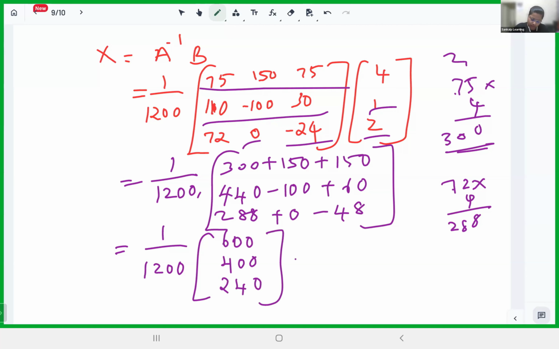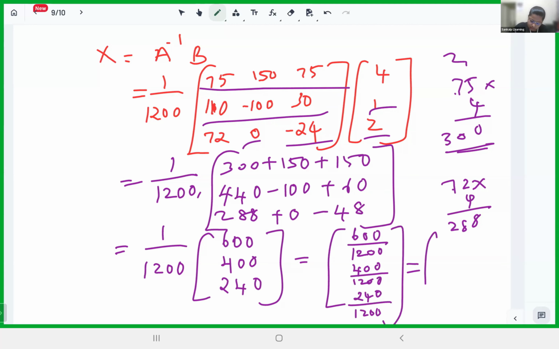So what are the answers? You have to divide each by 1200, right? 600 by 1200. Then 400 by 1200. Next element is 240 divided by 1200. So the answer is equal to 6 by 12 means 1 by 2. Then 4 by 12 means 1 by 3. Then 24 by 120 means 1 by 5, right? 1 by 5.